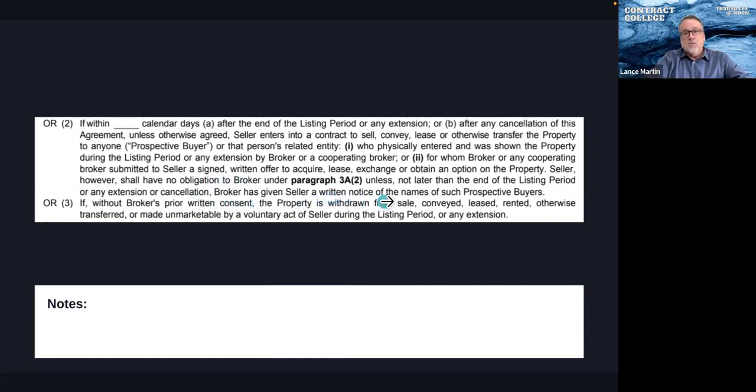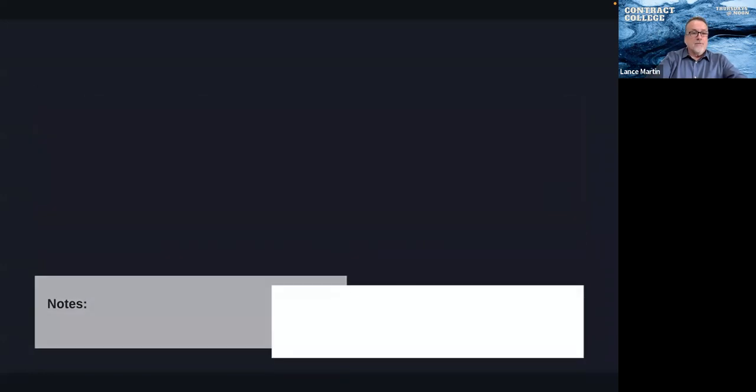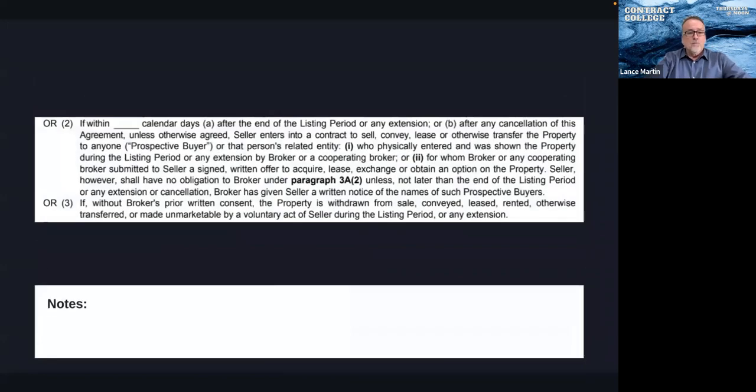Broker has given seller a written notice with the names of such prospective buyers. I have to say, this is the deal per paragraph, where are we? Per paragraph 3A2, I am notifying you that I believe Mr. and Mrs. Jones may be interested in this property, and paragraph 3A2 would apply. If I don't give them the name and Mr. and Mrs. Jones buy the property, we're entitled to no commission.